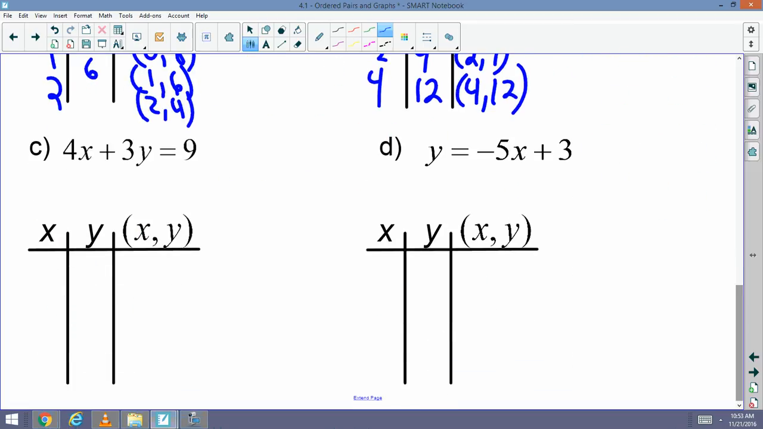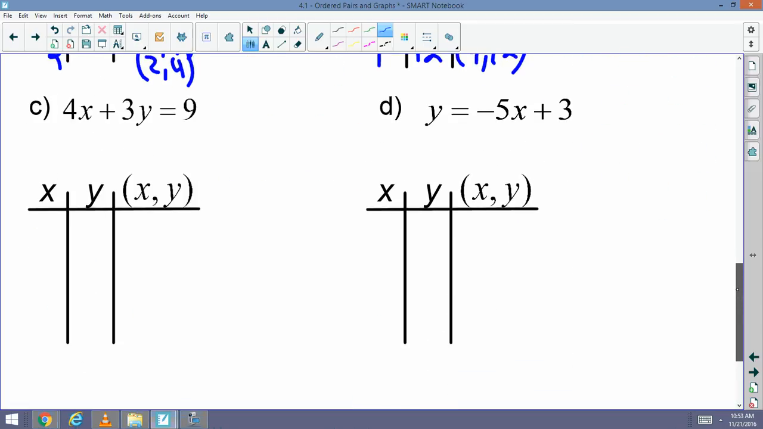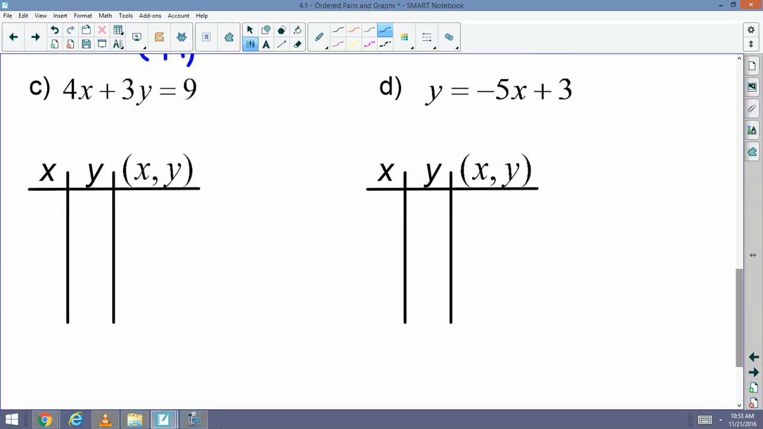Okay. Now for C, what do we got here? Who can solve for y for me here? What does y equal here? Yes, sir.